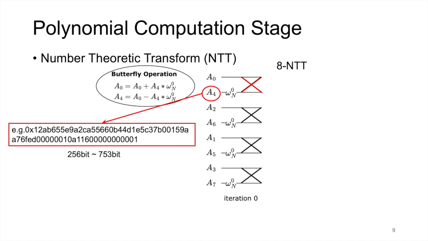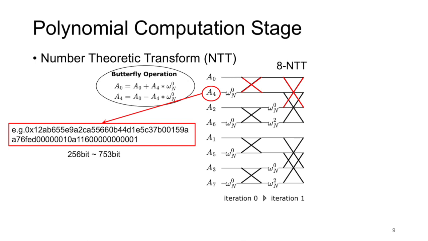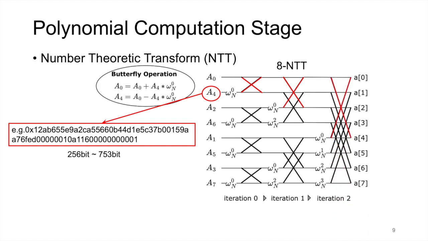The bitwidth of the operand is at least 256 bits, and the distance between two operands of a butterfly operation increases exponentially. For example, the operands of first butterfly operation are A0 and A4 in iteration 0, A0 and A2 for iteration 1, and A0 and A1 in iteration 2. Such irregular memory access pattern brings significant overhead.